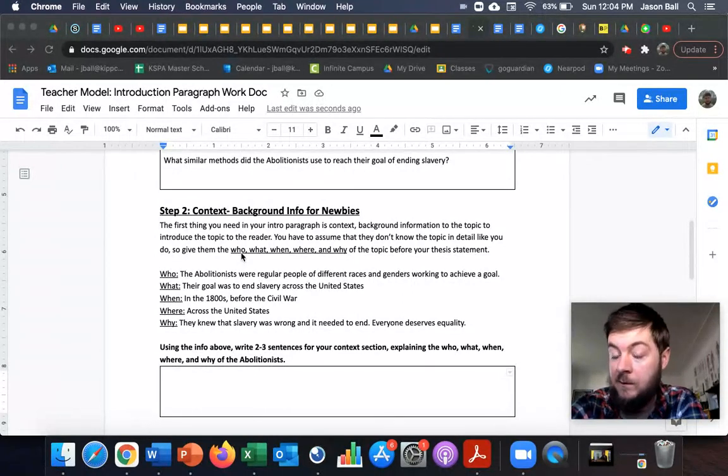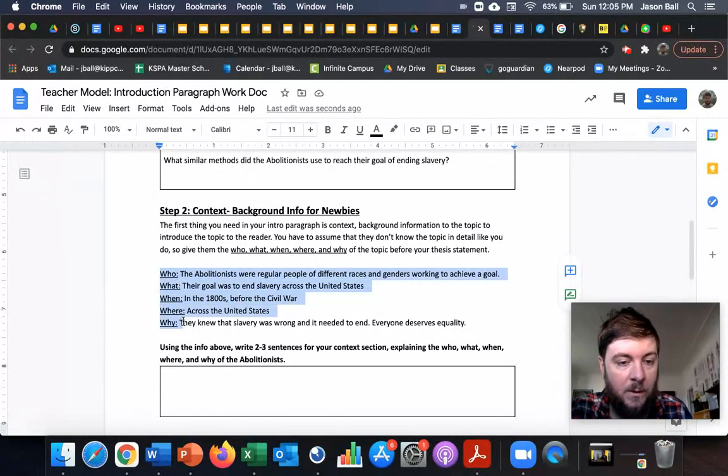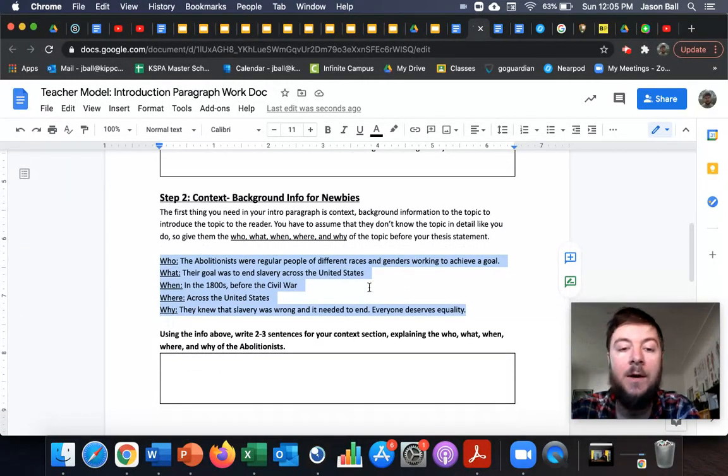It's very confusing if you just jump into your thesis saying, like, here's the different ways the abolitionists fought to end slavery. If your reader's like, whoa, who are even the abolitionists? I have no idea. Assume you have to introduce it to them, giving the who, what, when, where, and why information. I provided it here for you in case you're not quite sure how you would describe that. But of course, you can put it in your own words as long as you've got the who, what, when, where, and why information.